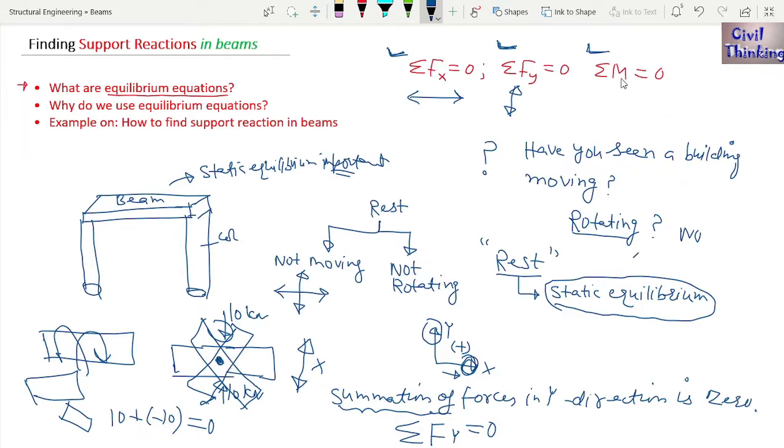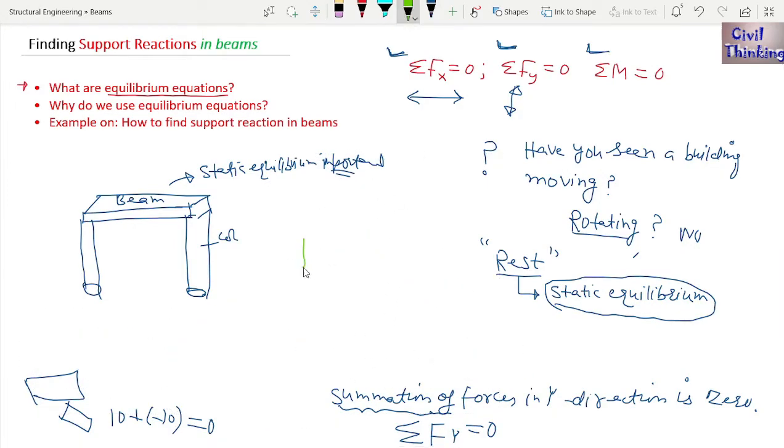Now, when we say the summation of moment is 0, what does that mean? That means there is no rotation. Now you'll ask how? Let me show you here. Let us consider this beam. Now let us consider a force acting on it like here. Let me assume there is a hinge. You know the hinge in the doors which lets them rotate? For simplicity, I will apply the force here.